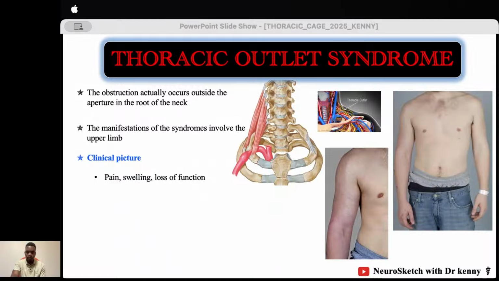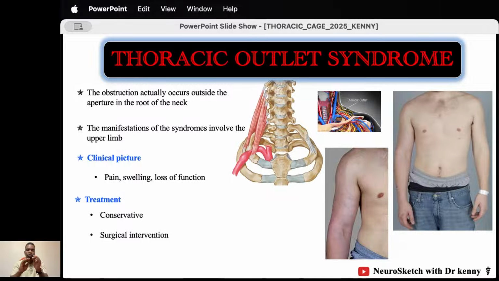So the treatment of the thoracic outlet syndrome will depend on the severity of the situation. If the condition is not severe enough to warrant surgical intervention, it can be treated conservatively. But if the condition is so severe, it warrants surgical intervention. And the goal of the surgical intervention is to decompress, to remove the offending agent, the offender.